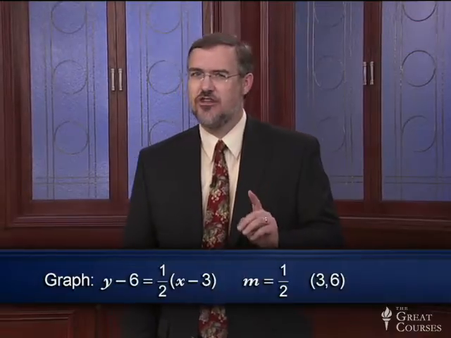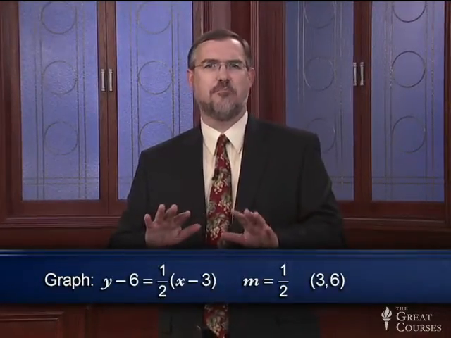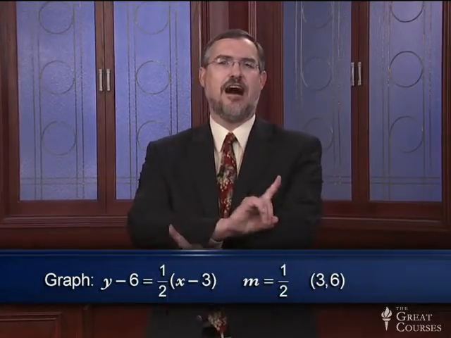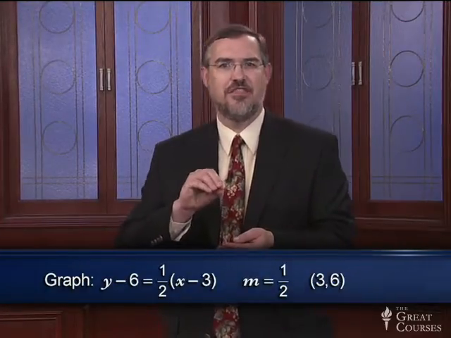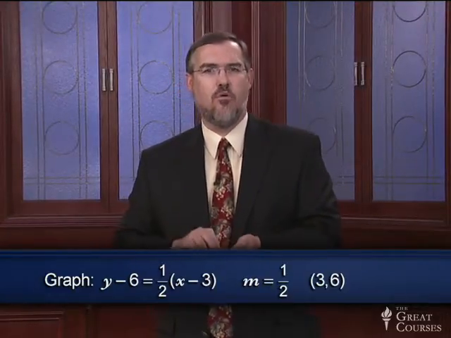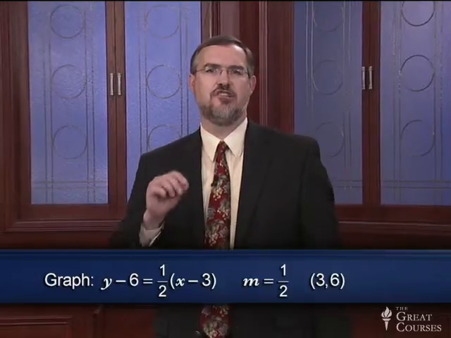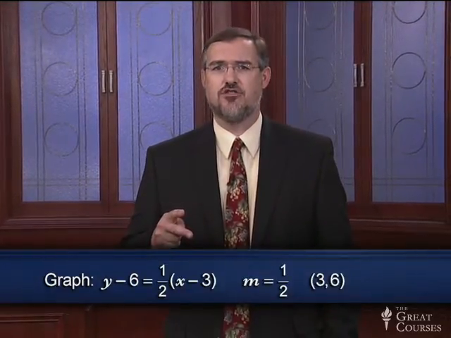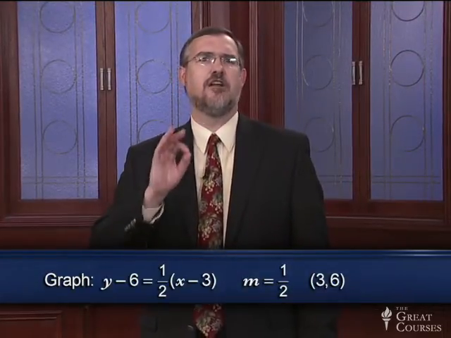Now again, I mentioned this in a previous lesson. Don't fall into the trap of saying that the point that it goes through is (6, 3). That would be the opposite of what you really want to write down. The 3 is in with the x, and the 6 is with the y. So the point that this line goes through is (3, 6). Now, it turns out with these two pieces of information, we can sketch our graph. We need to do a little bit more work, but not much.